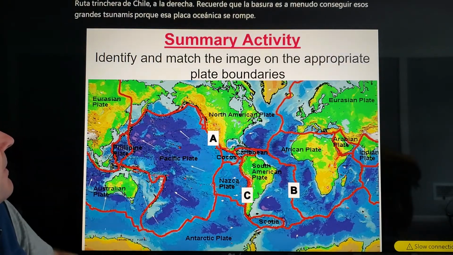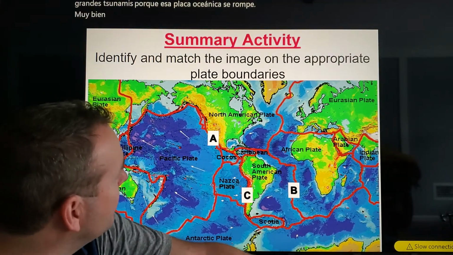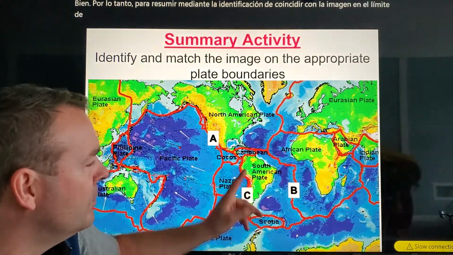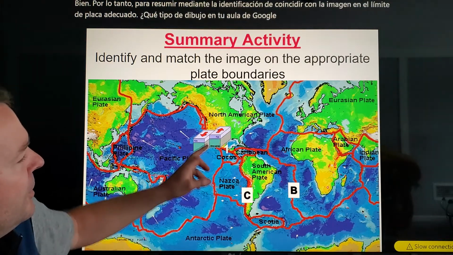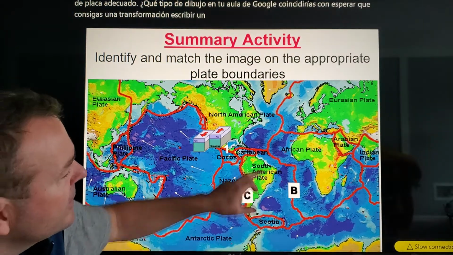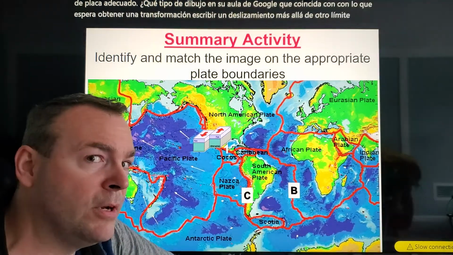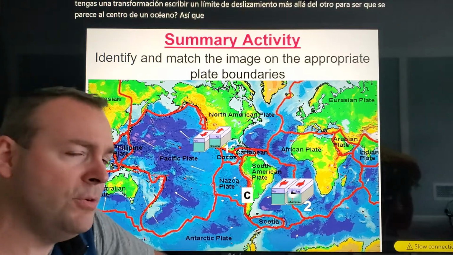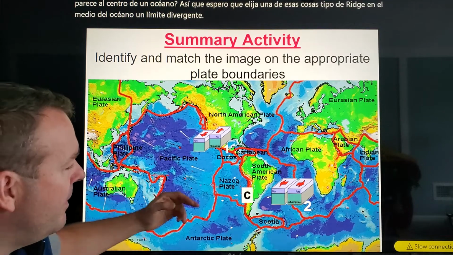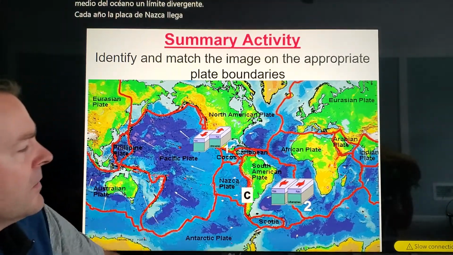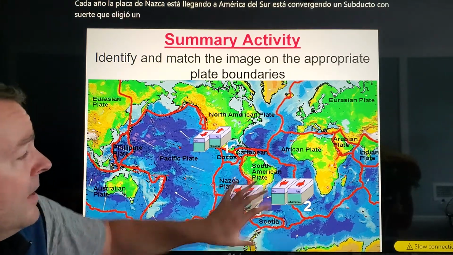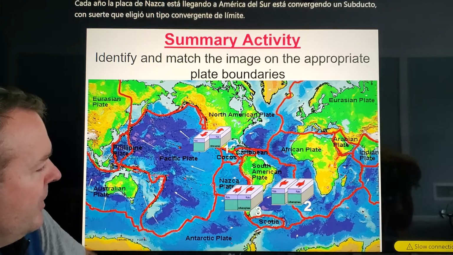All right, so to sum it up, identify and match the image to the appropriate plate boundary. So which type of drawing in your Google Classroom would you match to A? Hopefully you did a transform, right? A sliding-past-each-other boundary. For B, that looks like the center of an ocean. So hopefully you picked one of those mid-ocean ridge type things, a divergent boundary. And for here, the Nazca plate is coming into South America. It's converging and subducting. So hopefully you picked a convergent type of boundary. All right. And we could do this for all over the world. Those are just 3 examples.